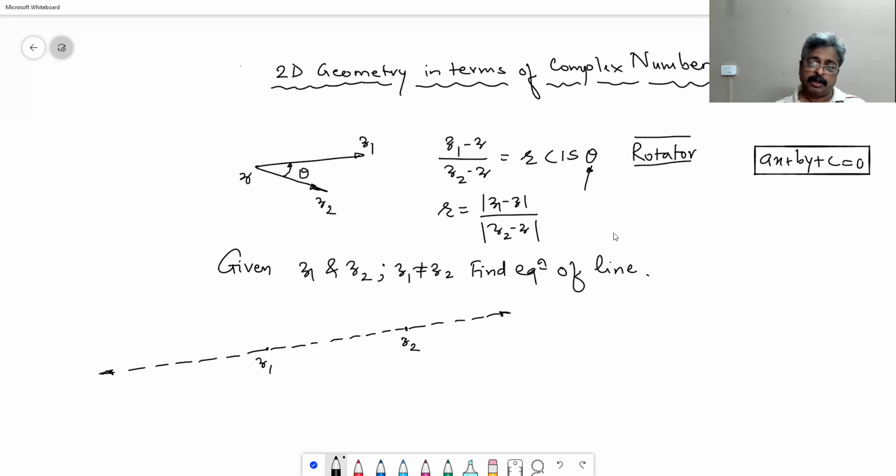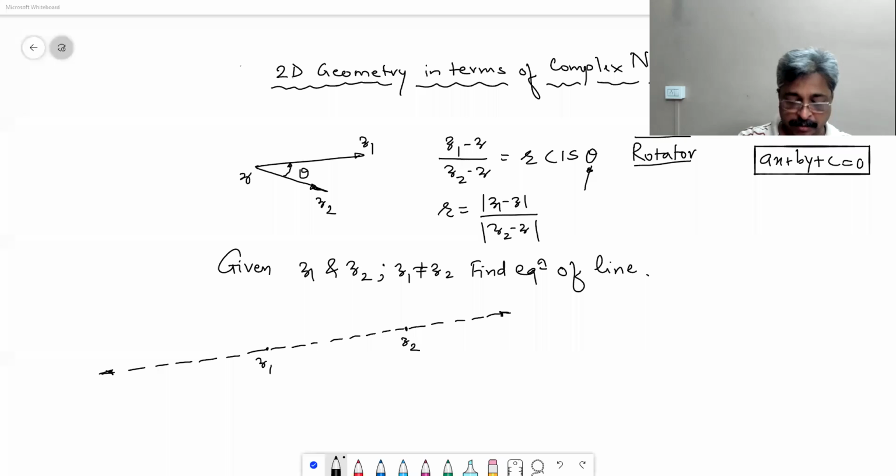That we will do. But before that, let us try to develop the equation of a straight line passing through 2 points whose complex numbers are z1 and z2, z1 not equal to z2. Suppose I consider any complex number z, either external or internal to z1, z2. Suppose it is here, z. Then can I use this? z2 minus z becomes z1 minus z.